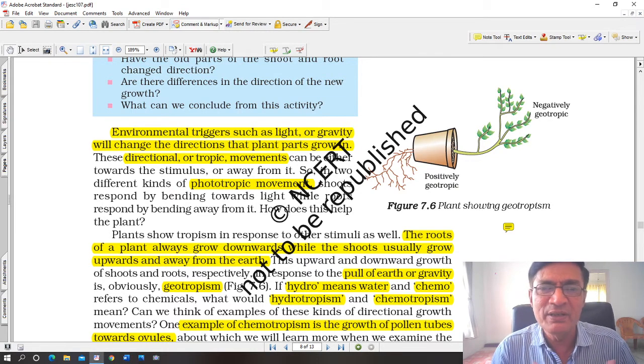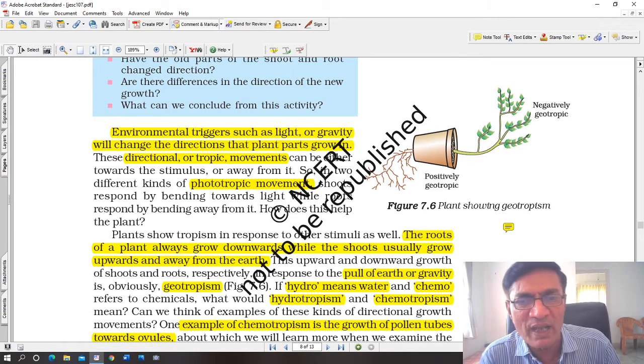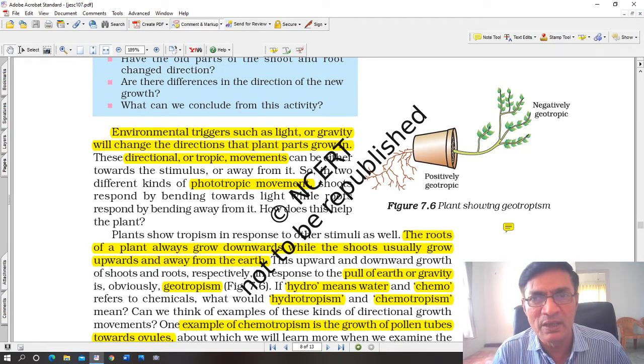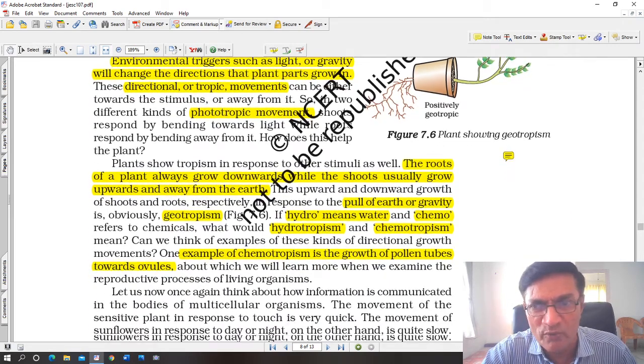Gravity will change the direction that plant parts grow in. These directional or tropic movements can be towards the stimulus or away from it. So in the two different kinds of phototropic movements, shoots respond by bending towards light while roots respond by bending away from it. And how does it help? It helps in growth, because the leaves have to produce, with the help of sunlight, photosynthetic products. They have to produce starch, which is actually a food for the plants.